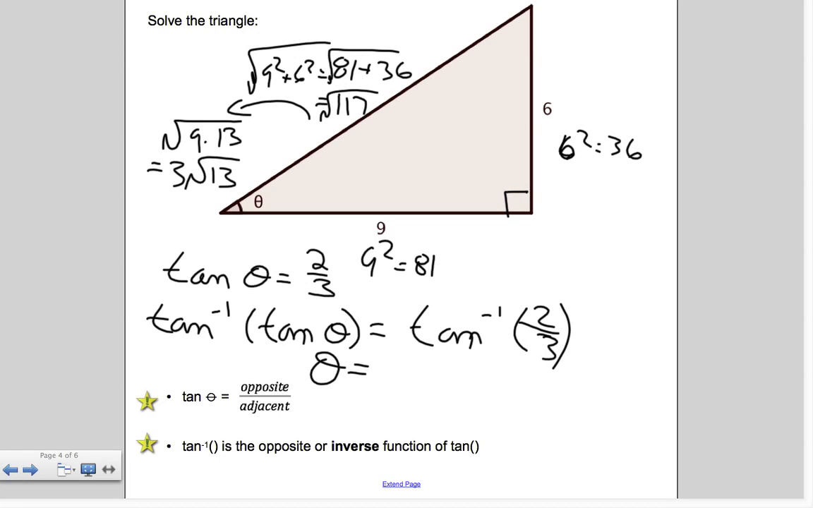Why do we need a scientific calculator? Yeah, so take out your calculator. You will need a calculator for this unit.